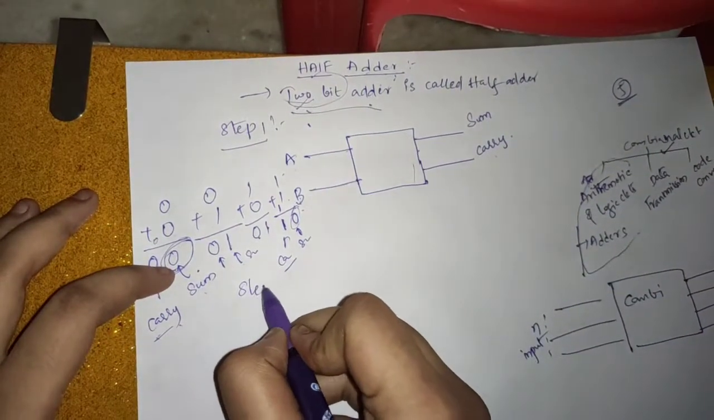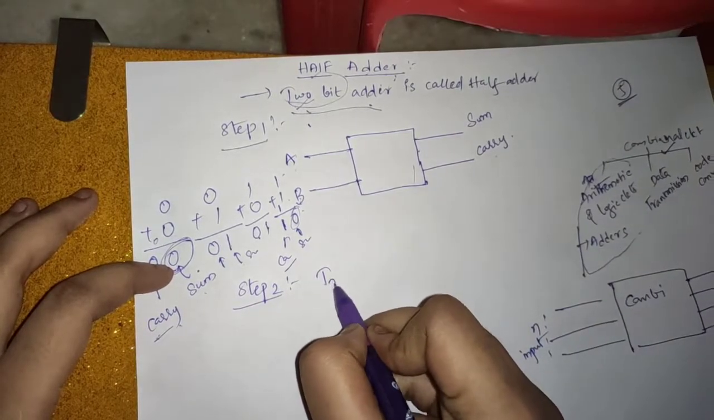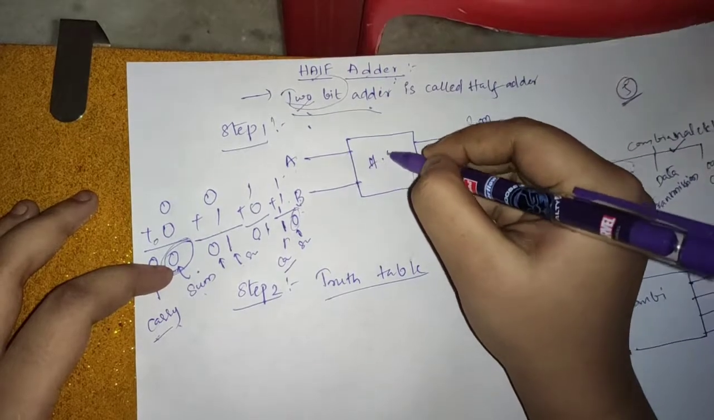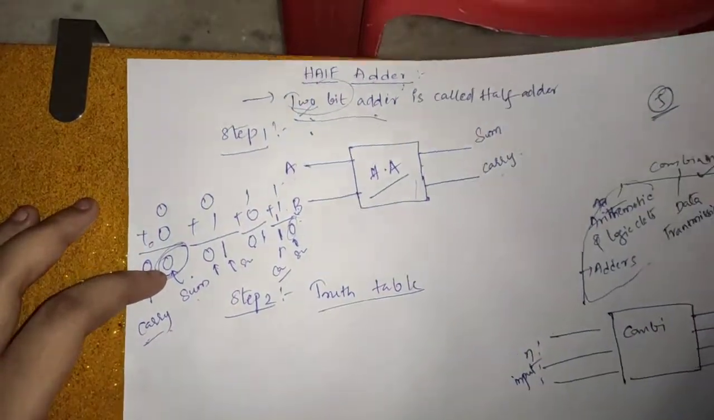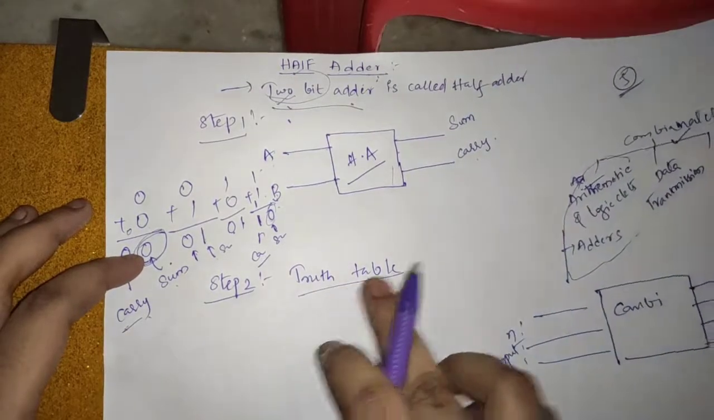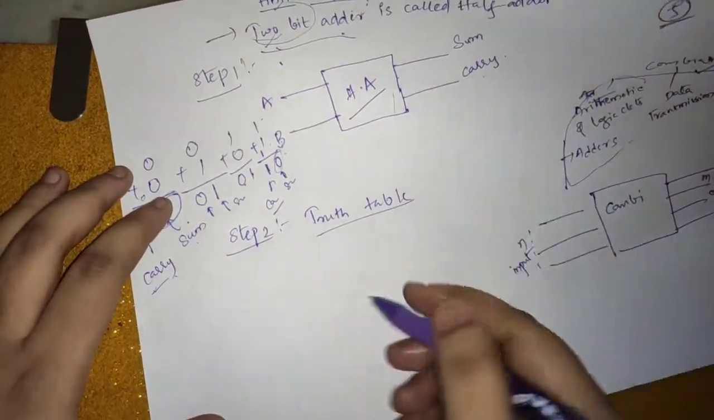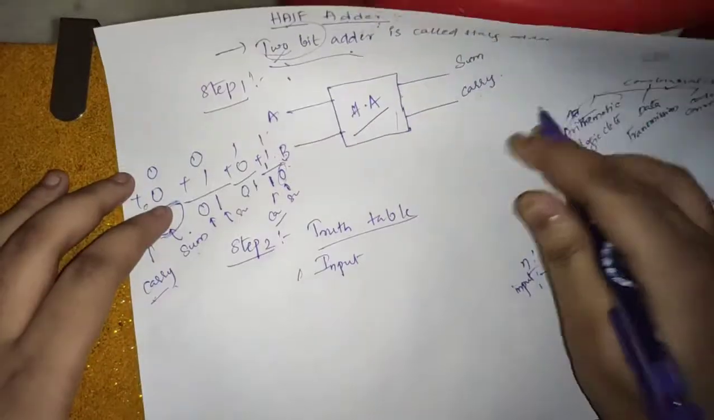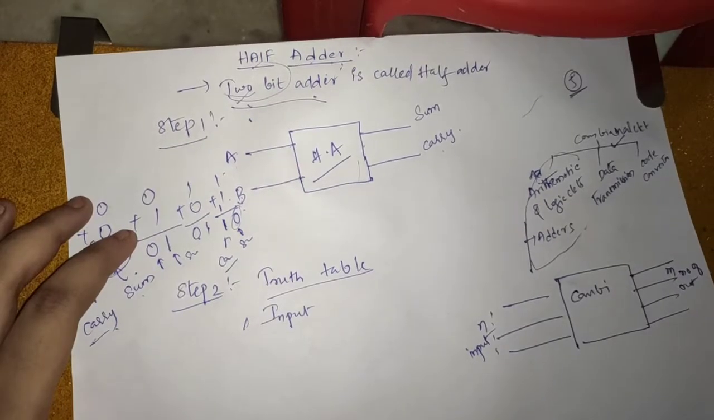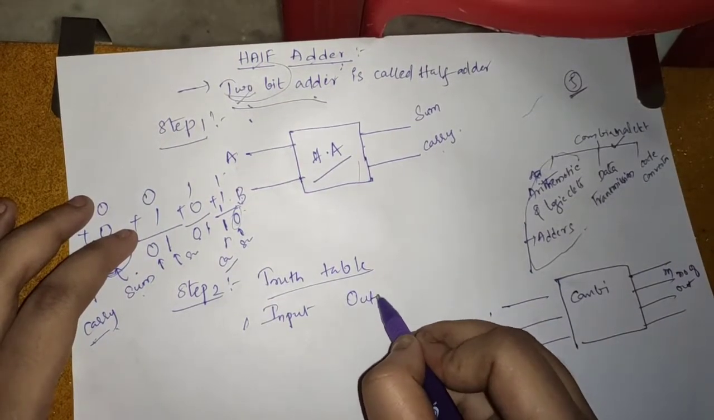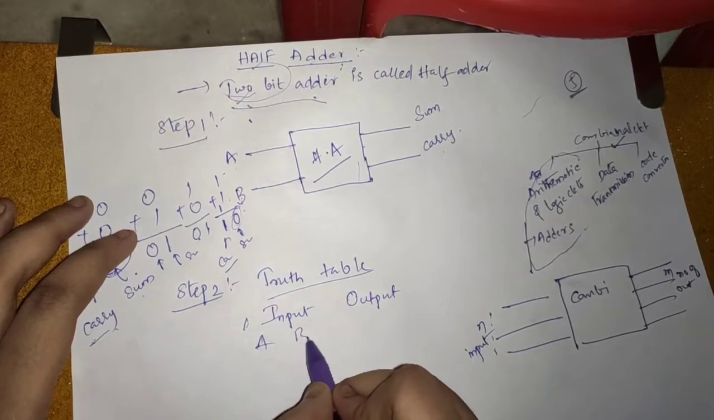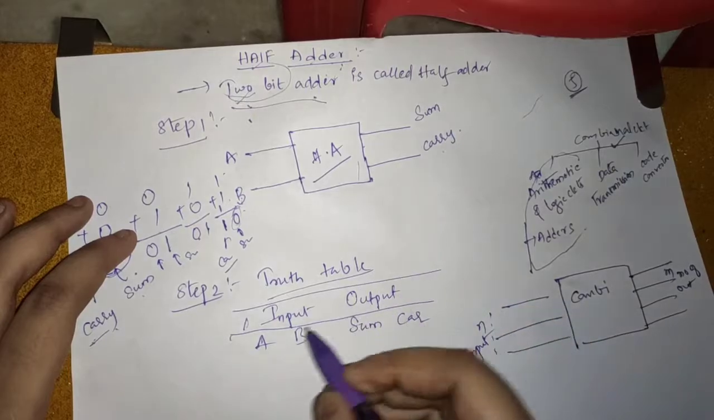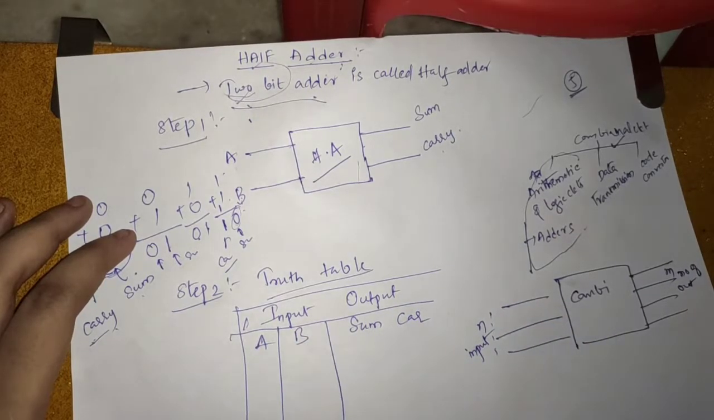So step 2 is the truth table, right? This is a half adder, let us write it as HA. That represents the half adder. So step 2 is the truth table. The truth table consists of inputs and outputs. Inputs are A and B, and outputs are sum and carry. So let us write the truth table.